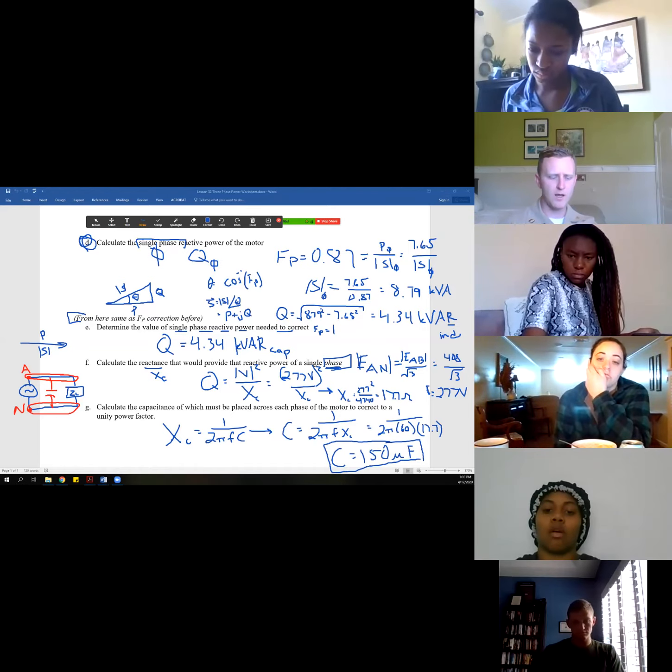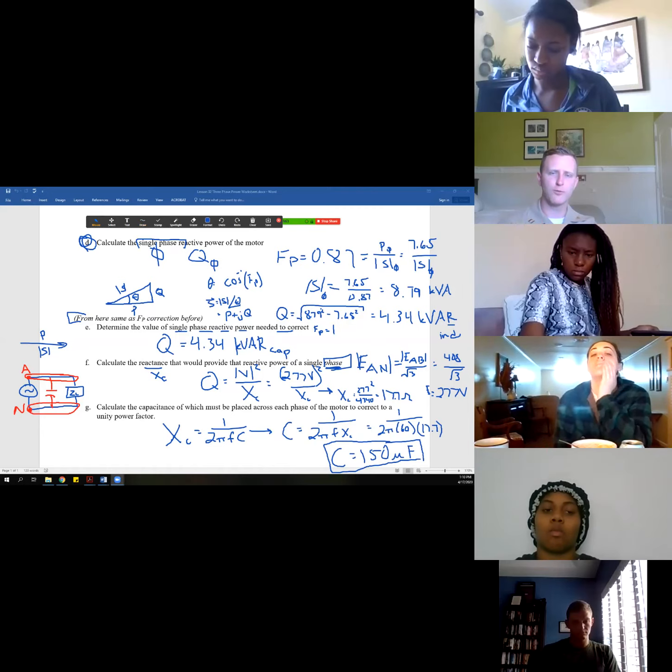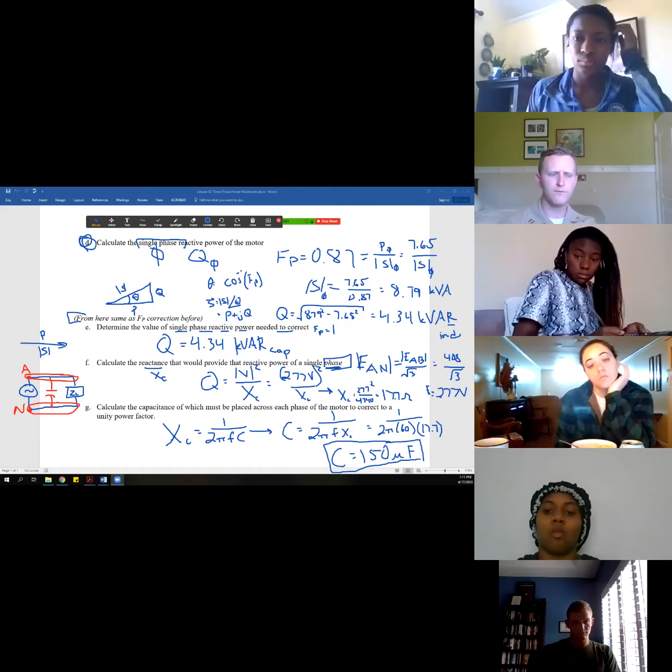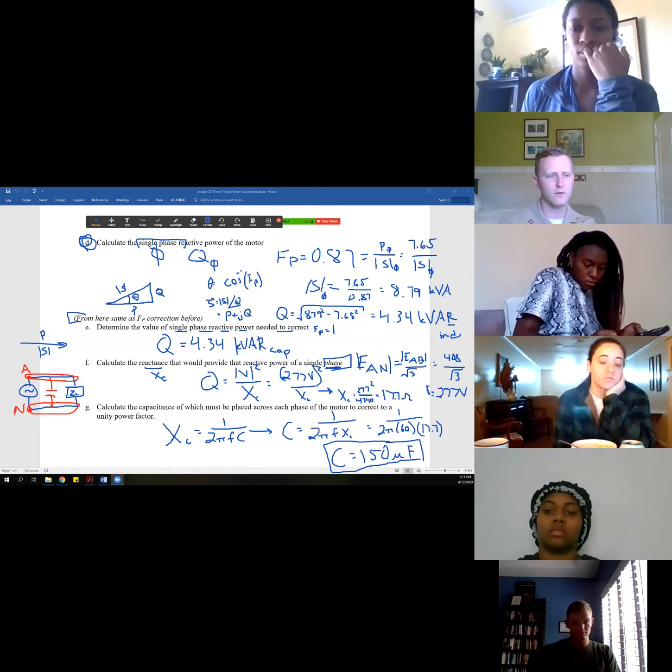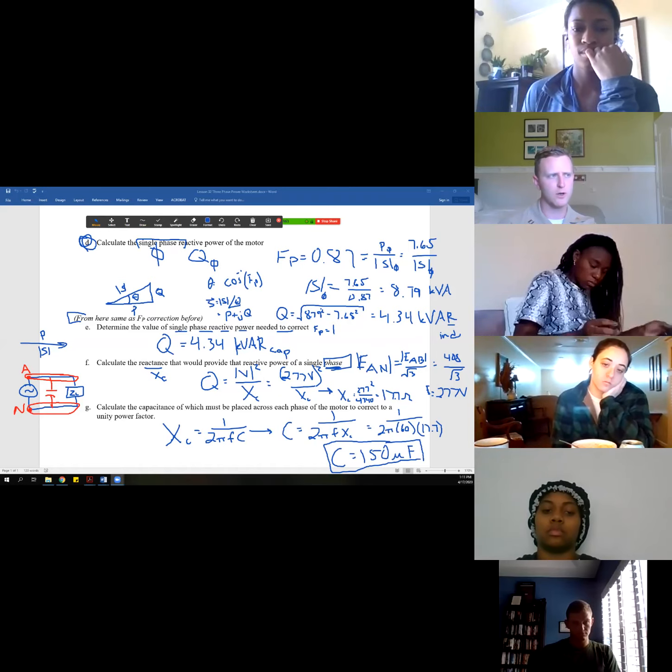So this is a capacitor of a single phase. It's not like I'm going to take 3 capacitors and call it 450 microfarads. We're just going to call it of a single phase. That's all that I'm asking you to solve here, and that's usually what we're asking you to solve.